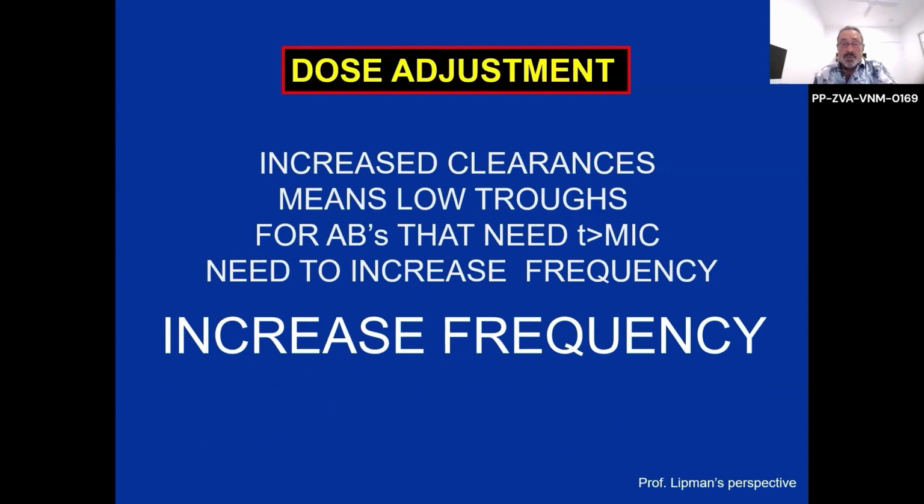If you have this augmented renal clearance, what you've got to do is instead of a BD dose, you probably should increase the dose to 8-hourly. Or if it's an 8-hourly dose, you probably should increase the dose to 6-hourly.